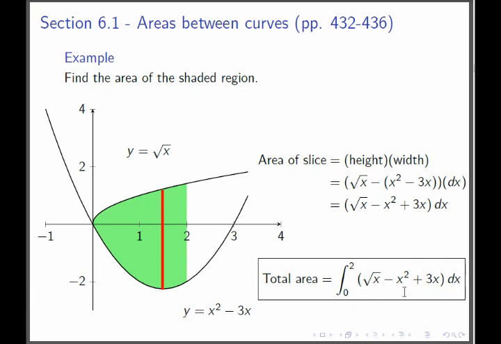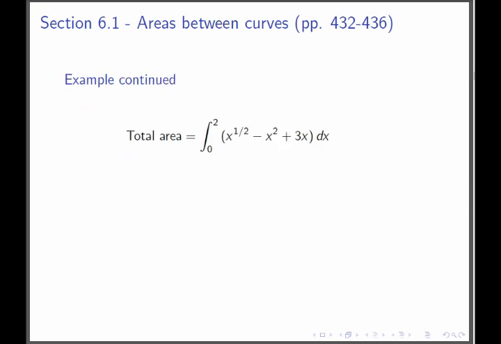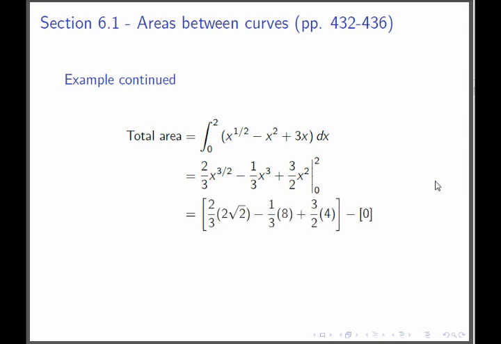Here, under the integral here, what we have is the area of a particular slice, a representative slice. And the limits of integration tell us which slices to add up. We're adding up all the slices from x equals 0 up to x equals 2. So now we can just compute this integral, and that will give us the area. So let's compute this. So we use the power rule, and then we can evaluate. If I plug in 2, 2 to the 3 halves is 2 times the square root of 2. 2 cubed is 8, 2 squared is 4, and so this is what we get. And if we simplify, then we have the area of the shaded region.